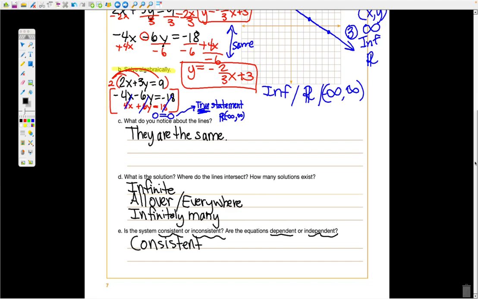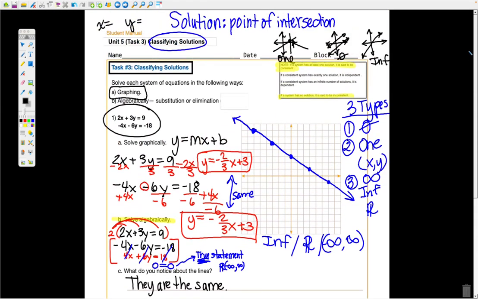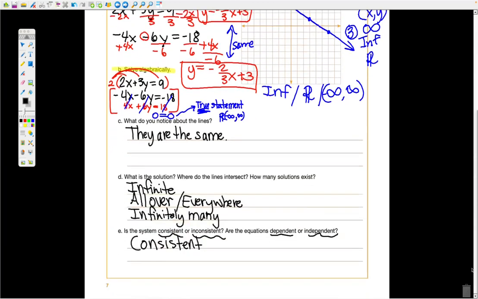Now, to determine if it's dependent or independent, look at it like this. If it has one solution, it's independent. But if it has infinite, it's dependent. Because think about that. Infinite means their solutions depend on each other, because it's the same line. So the solutions depend on each other if it's infinite. Because you see it's one line, right? So the answers are all dependent on the other answers. So this would be consistent and dependent.